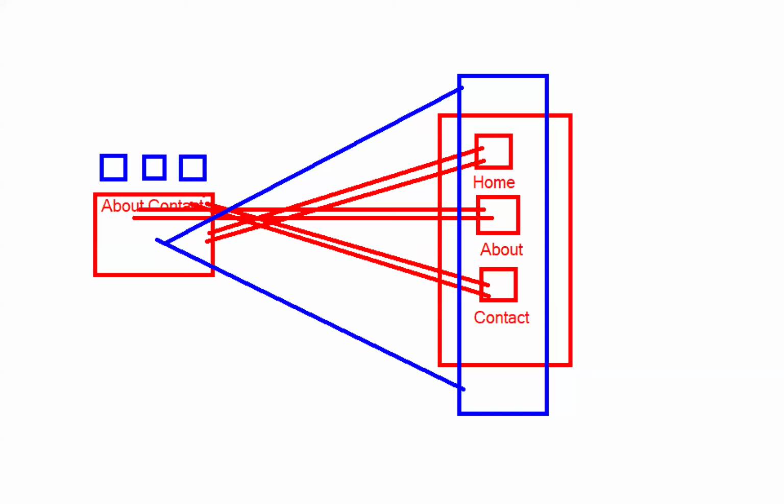If the user clicks on about, it is loaded from here. If the user clicks on contact, it is loaded from here. From the second request onwards, there is no need to send anything to the server, because everything is loaded in the browser and we can access it directly from the browser. So this is the concept of this.